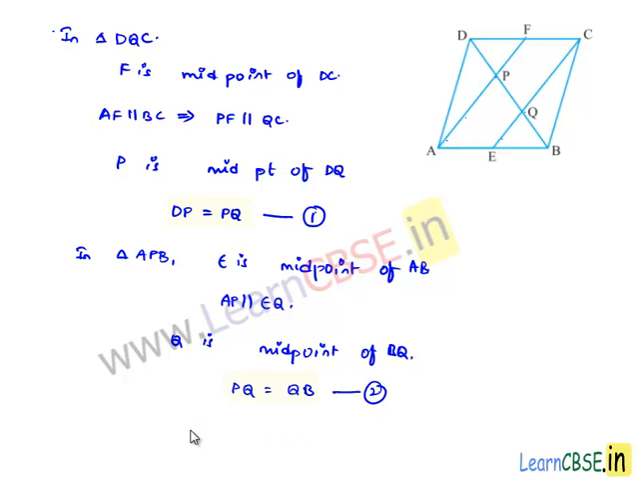Now by observing equation 1 and 2, we can say that DP is equal to PQ, which is further equal to QB. Therefore we can say that AF and EC trisect line segment BD. This is what our proof required.